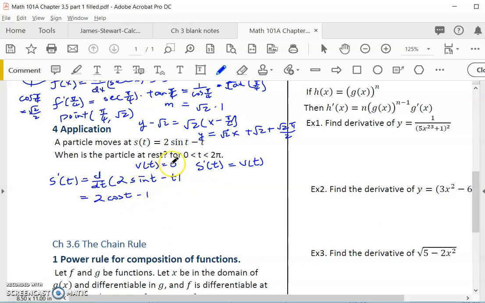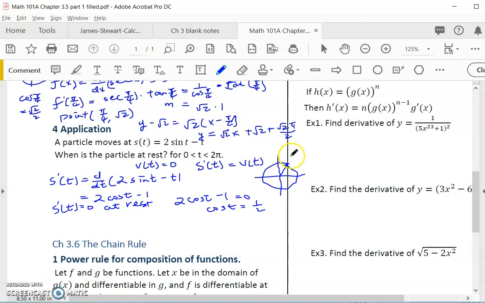So when it's at rest, this would be equal to 0, right? So s prime of t equal to 0 is at rest. So we would solve 2 cosine t minus 1 equal to 0. So that is cosine t is equal to 1/2. So in the unit circle, because from 0 to 2 pi is the unit circle, where is cosine t equal to 1/2?